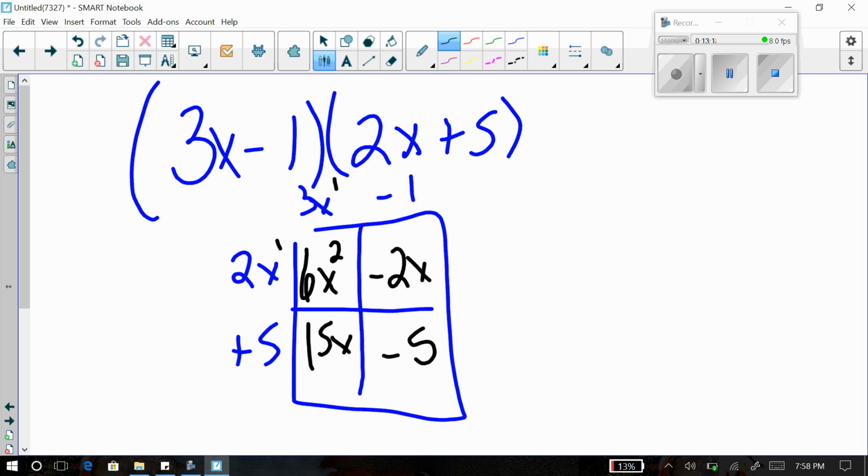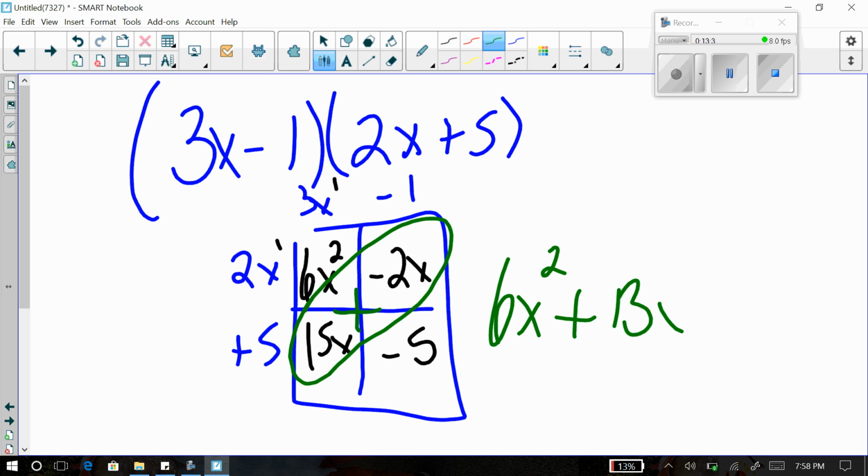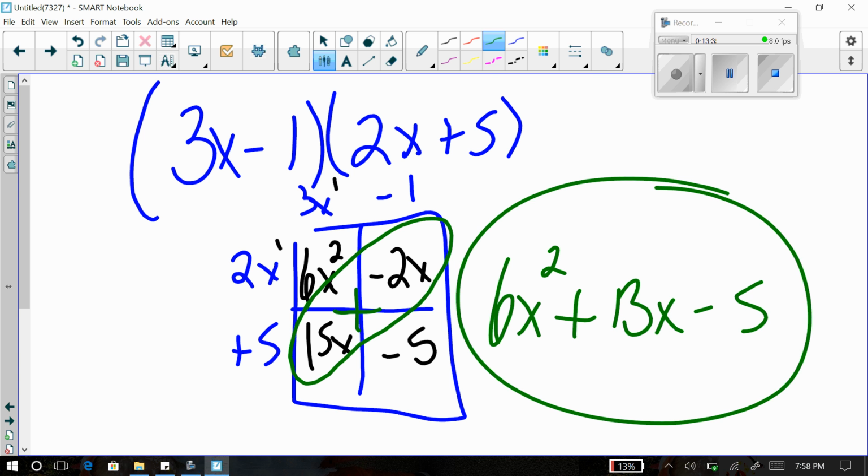Now, we combine like terms. So remember, we go across the diagonal because it tells you to add. So 6x squared stays. A 15x plus a negative 2x is a 13x. And then negative 5 stays. So there's our polynomial.